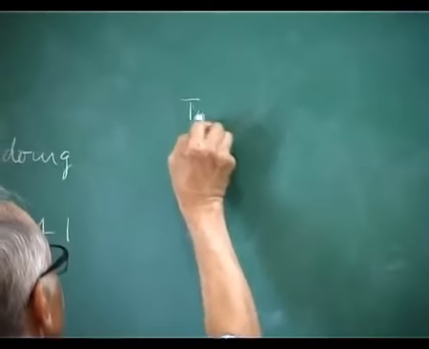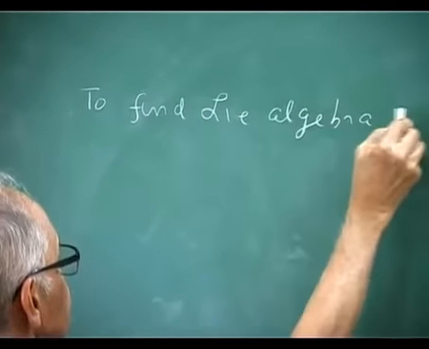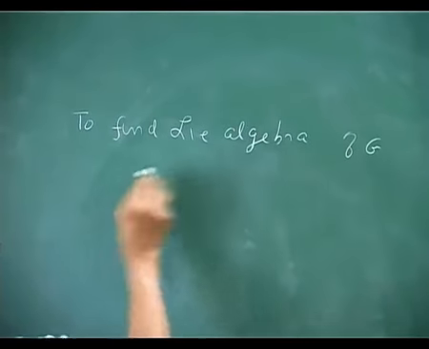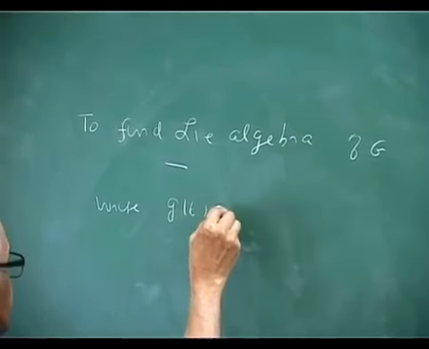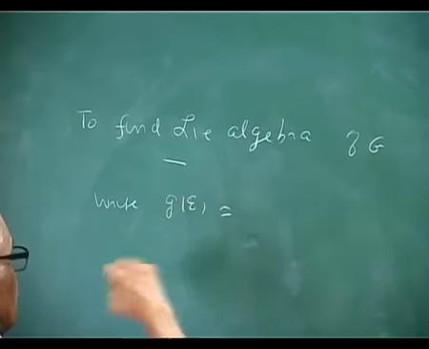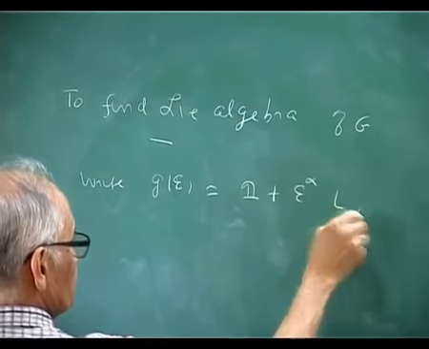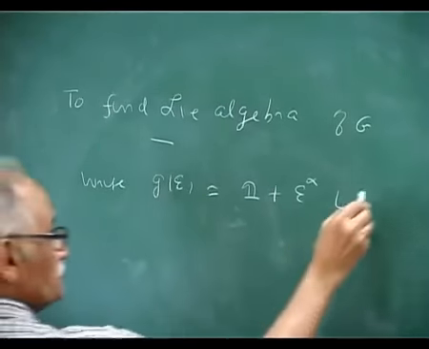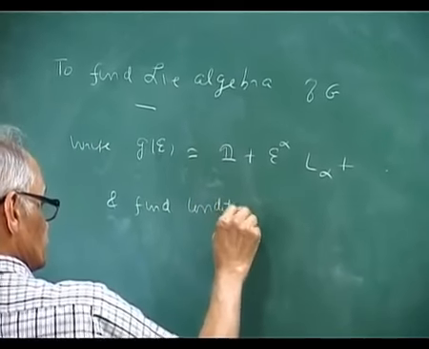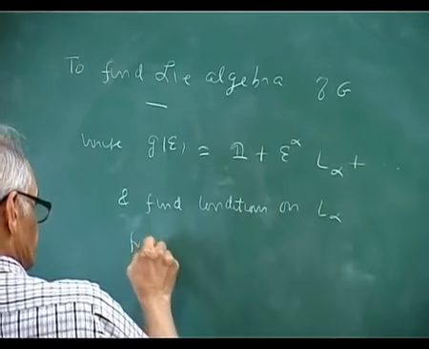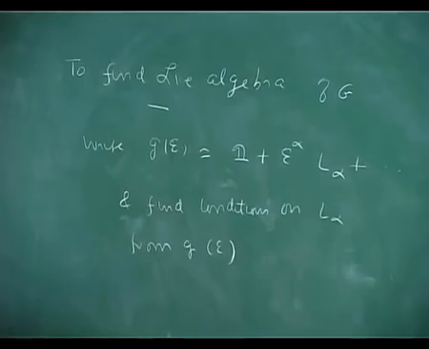We showed that to find the Lie algebra of G, what we do is write G of t, basically as some G of epsilon, as identity plus epsilon alpha L alpha, infinitesimally, and find conditions on L alpha from G. G is given to you, it may be some matrix group, then you find the conditions and write the Lie algebra.